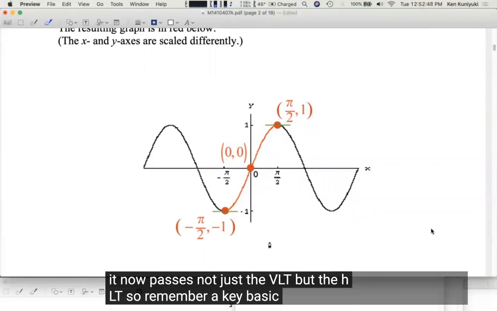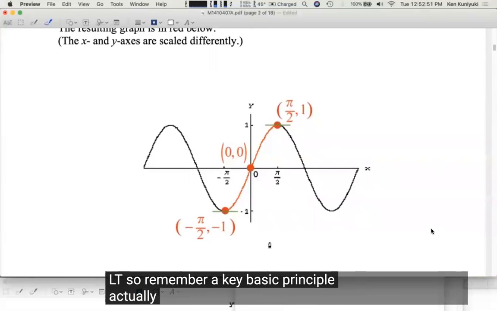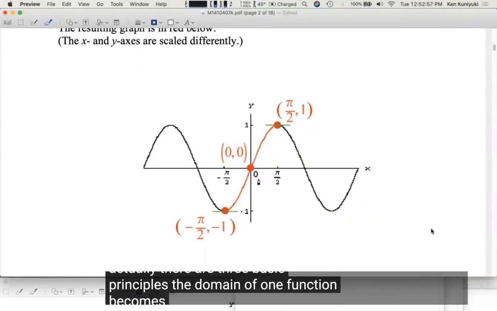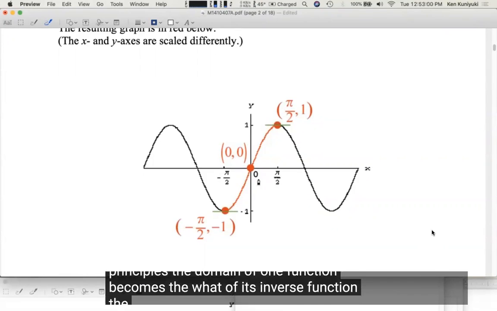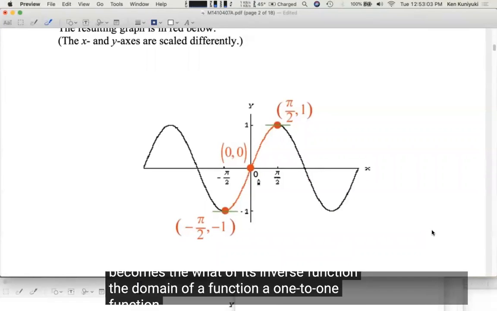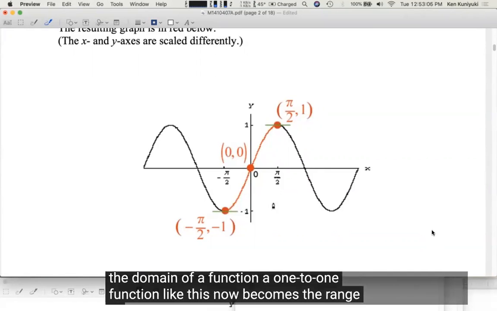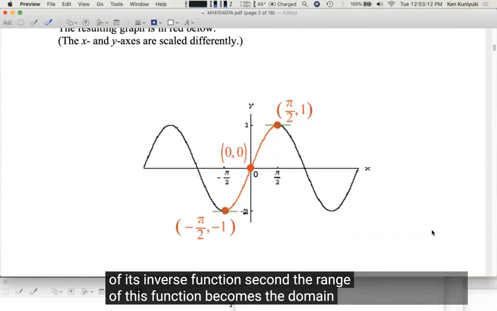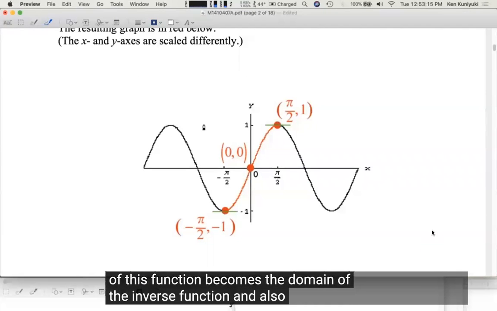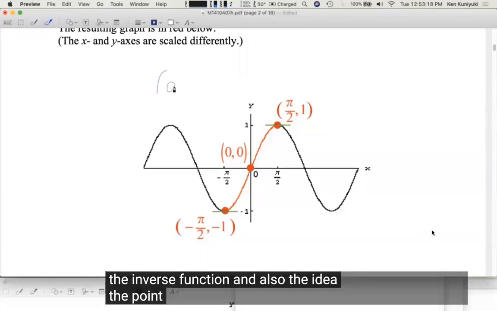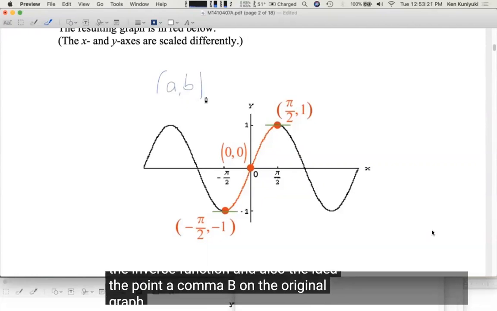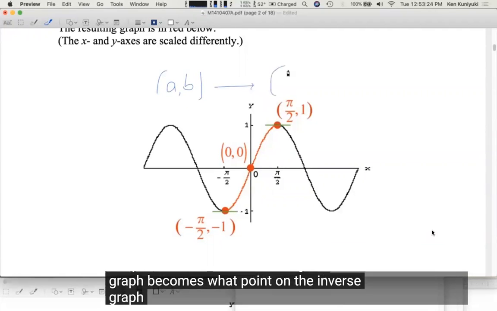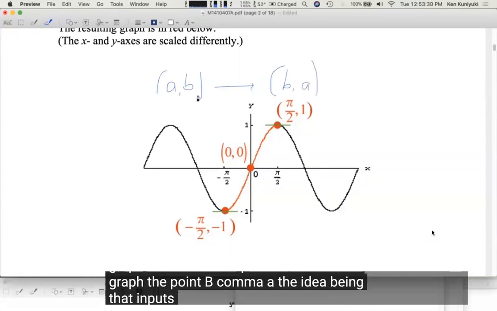So remember a key basic principle. Actually, there are 3 basic principles. The domain of one function becomes the what of its inverse function? The domain of a one-to-one function like this now becomes the range of its inverse function. Second, the range of this function becomes the domain of the inverse function. And also, the point A comma B on the original graph becomes what point on the inverse graph? The point B comma A. The idea being that inputs and outputs switch.